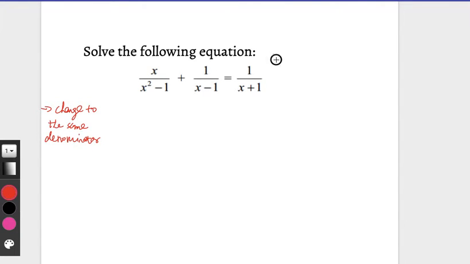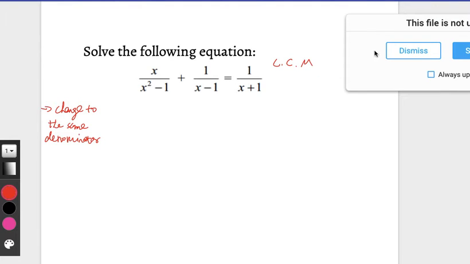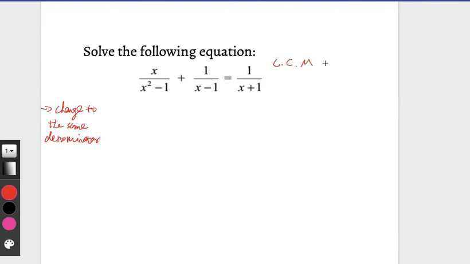And the way we do it is called the least common multiple. You can say multiple, you can say LCD. It really doesn't matter. It's the same thing because we're talking about the terms in the bottom. So let's check what we see. We have x plus 1, we have x minus 1, we also have x squared minus 1.